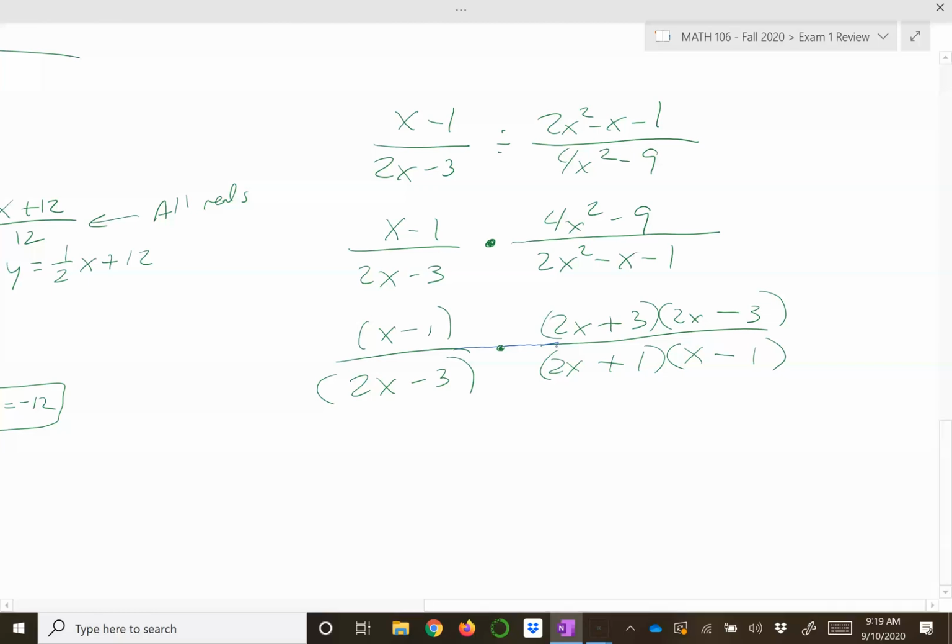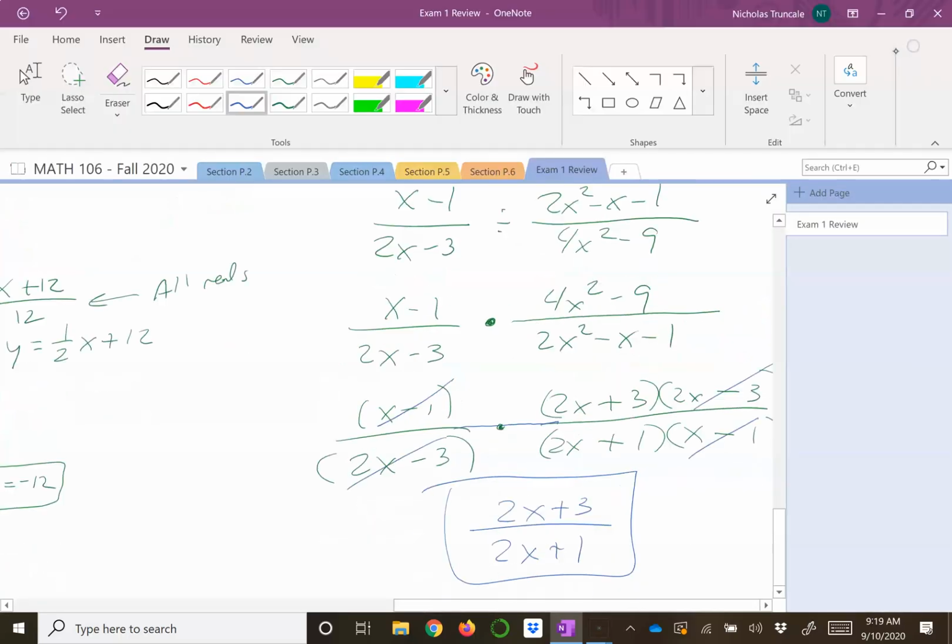And that's nice because if I see a term in the numerator that's also a term in the denominator, I can start canceling. So do I have terms to cancel? Oh yeah, I got x minus 1's gone, and then 2x minus 3's gone. And then the only thing I'm left with is 2x plus 3 over 2x plus 1. And then that would be my final answer. Now, for whatever reason, they're not asking you to find domains here, and that's fine.